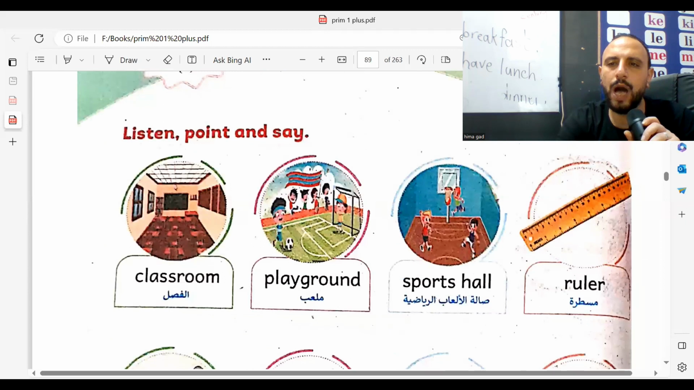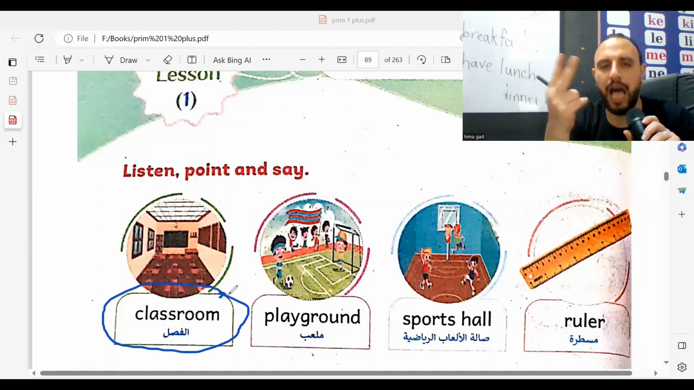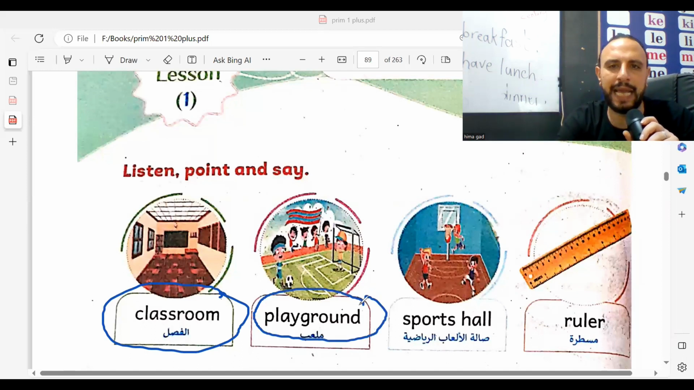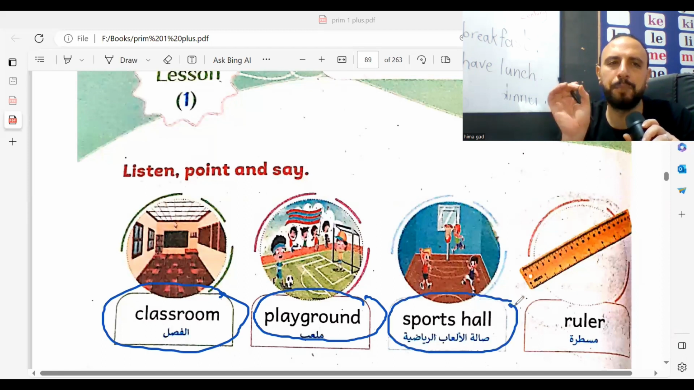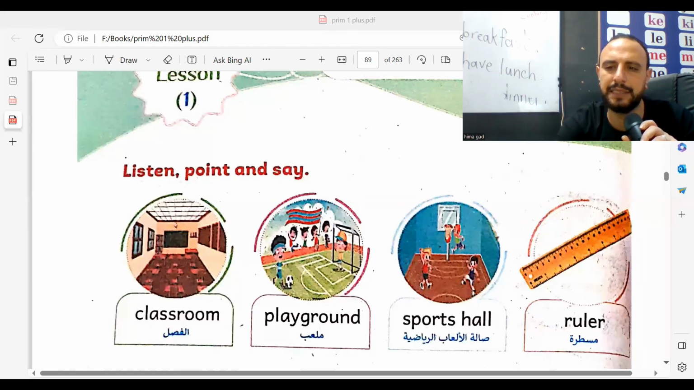يلا بينا. أول سؤال هنقوله هنا, What's this? It's a classroom. What can you see? I can see a classroom. برافو. What's this? It's a playground. What can you see? I can see a playground. What's this? It's a sports hall. What can you see? I can see a sports hall. What's this? It's a ruler. What can you see? I can see a ruler. Bravo. يلا نسأل عن اللي باقيين.